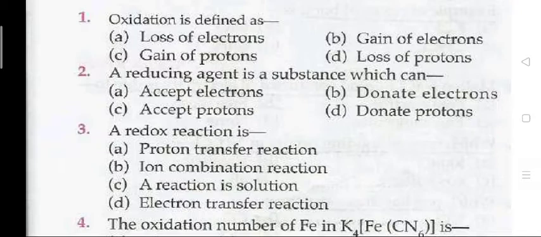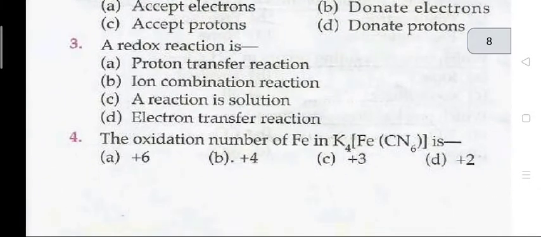The next question: a reducing agent is a substance which can. The right answer is B, donate electrons. Question number third: a redox reaction is. The right answer is electron transfer reaction. Question number fourth: the oxidation number of Fe in K4Fe(CN)6 is. The right answer is D, that is +2.